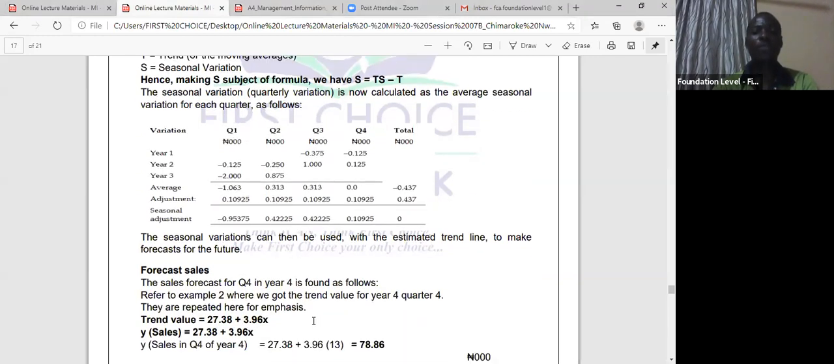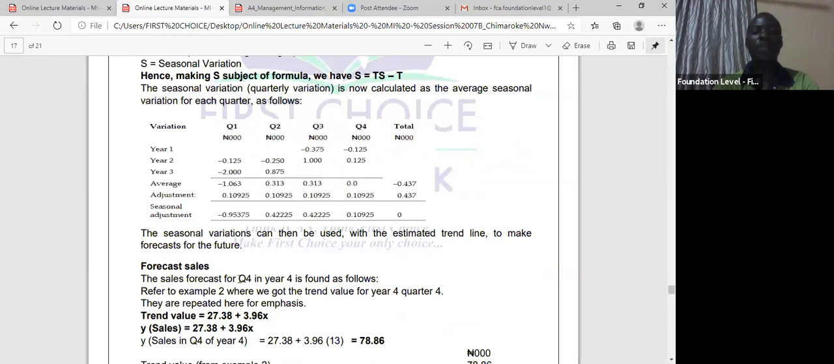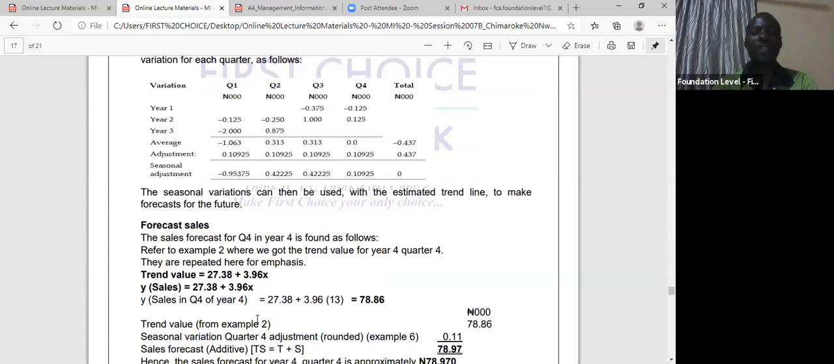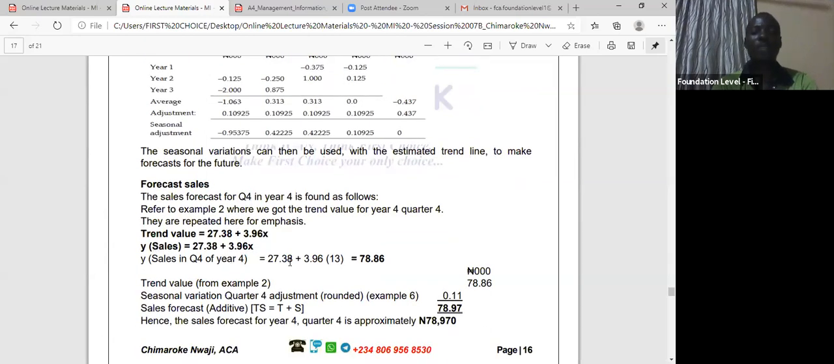So we want to do a forecast now. The forecast is for quarter 4. The season for quarter 4, year 4. So now that you've known that it is quarter 4, what you'll be looking at is this seasonal variation here in quarter 4. So all you'll now do is find the trend value first. The trend value we did with high or low method, we got it to be 78.86. Fine. That is this 78.86 is in 1,000.